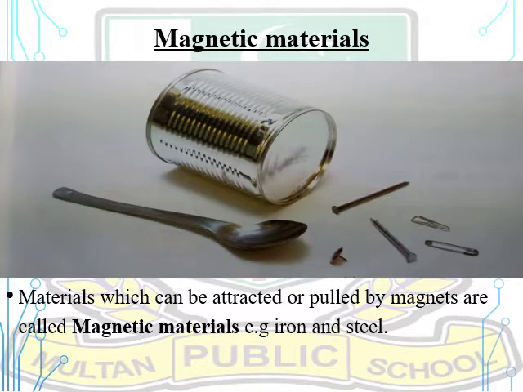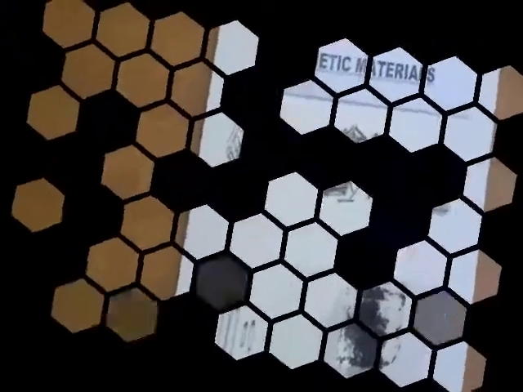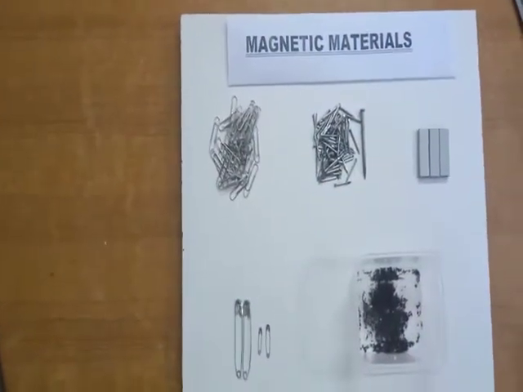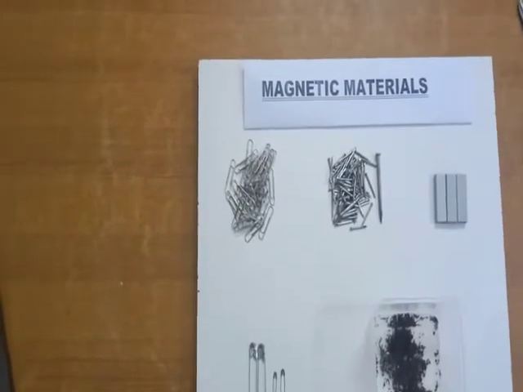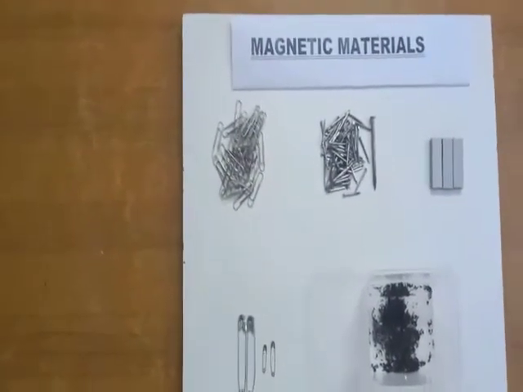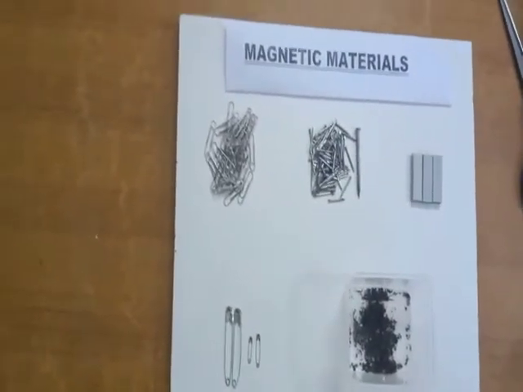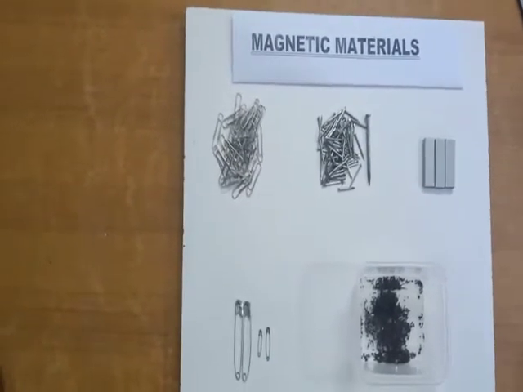Magnetic materials. Materials which can be attracted or pulled by magnets are called magnetic materials. For example, iron and steel. Let's watch video. Magnetic materials. All these are magnetic materials. Some of these are made up of iron and some are of steel. Let's check one by one whether these are magnetic or not.